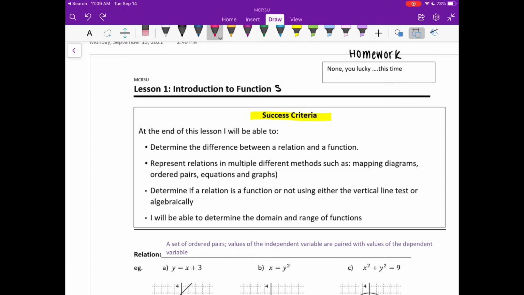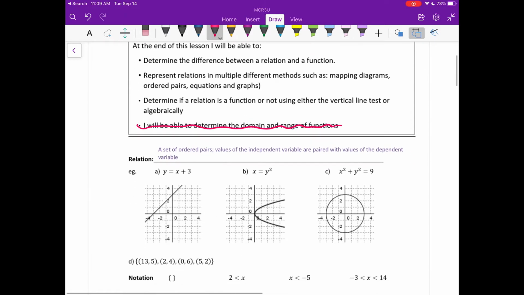Just adding on to the mapping diagrams, I'm going to teach them to you. You won't really use them on an assessment, but it's there. I'm going to teach them to you just in case. And I actually did decide that instead of having you determine the domain and range of a function, I got rid of it. We'll do that at another time.